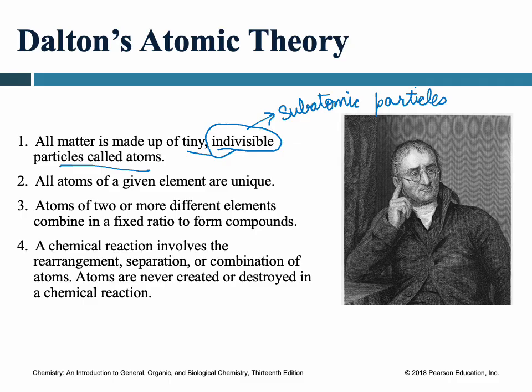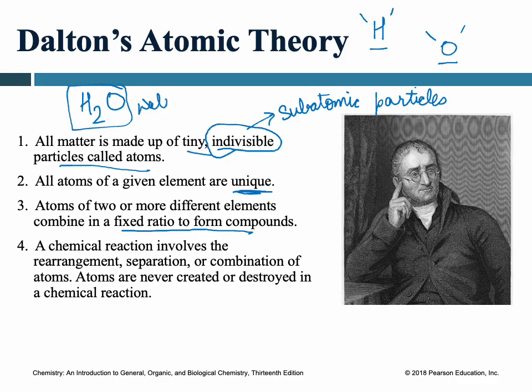He said all the elements have atoms which are very unique to each other, which is true. For example, this simply means a hydrogen atom is different from an oxygen atom. They're completely different from each other. Atoms of two or more different elements combine in a fixed ratio to form compounds, which is also true. For example, atoms of hydrogen and oxygen will combine in a ratio of 2 hydrogen atoms and 1 oxygen atom, and they will give you a compound called H2O, which is water. So that's a compound, which is also true. They always combine in this fixed ratio.